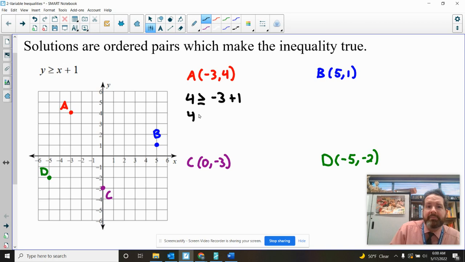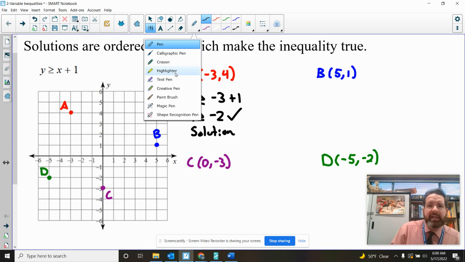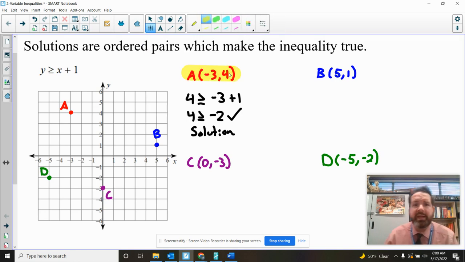So let's simplify. -3 plus 1 is -2. Is 4 greater than or equal to -2? Yes, it is. So this is a solution. The ordered pair, and I'm going to give it a little highlight, -3, 4 is a solution to that two-variable inequality. It makes that statement true. Let's take a look at the next.